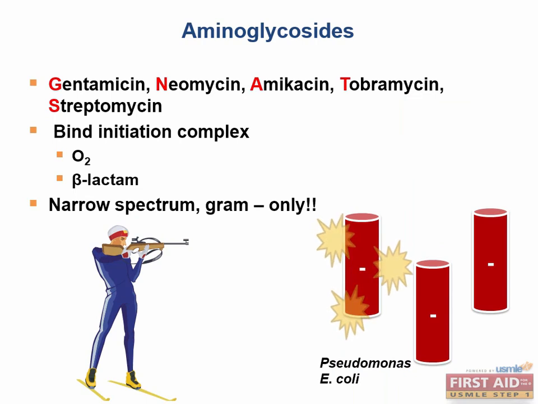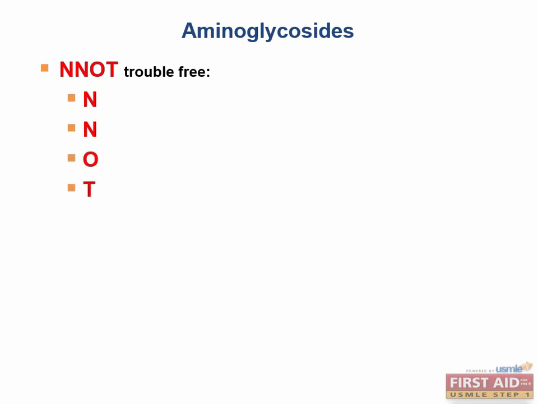These drugs are bactericidal and have a narrow spectrum. See our sniper guy again. They are only effective against aerobic gram-negative rods such as Pseudomonas and E. coli. Just like vancomycin, aminoglycosides are not trouble-free.